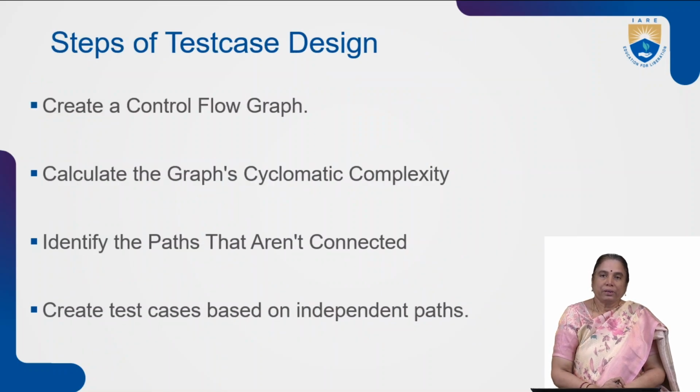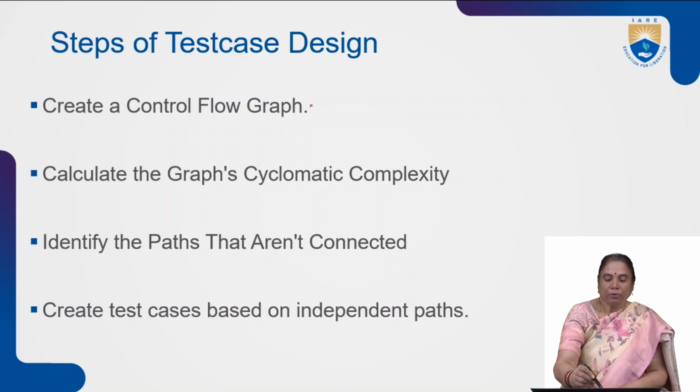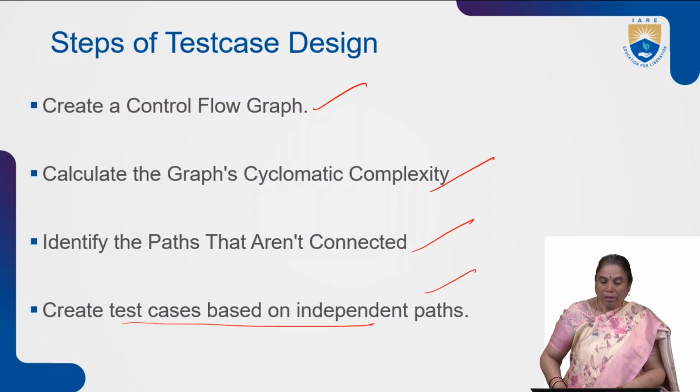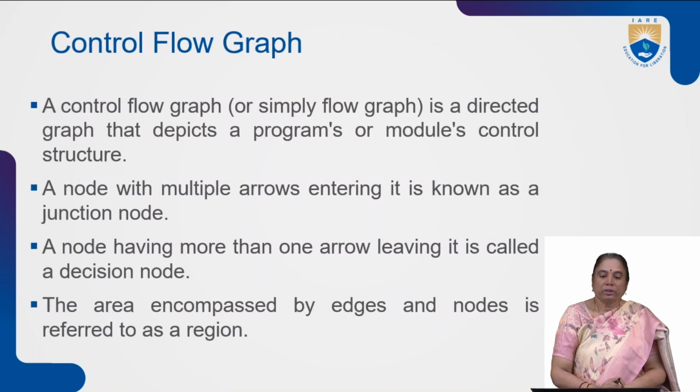What are the steps of test case design in basis path testing? First, create the control flow graph. This diagram helps a lot in identifying all possible paths from the program structure. Second, calculate the graph's cyclomatic complexity. Third, identify paths that are not connected. Fourth, create test cases based on independent paths. This design of test cases on the independent paths should cover complete coverage of the program structure with the help of basis path testing of white box testing.